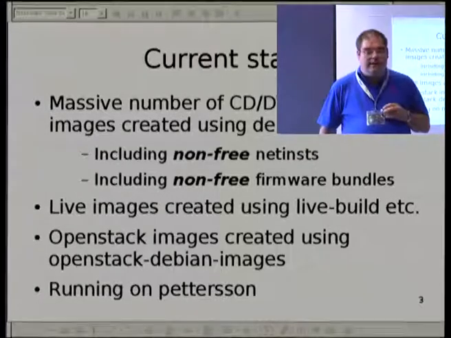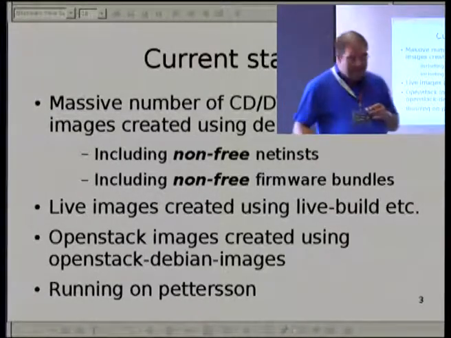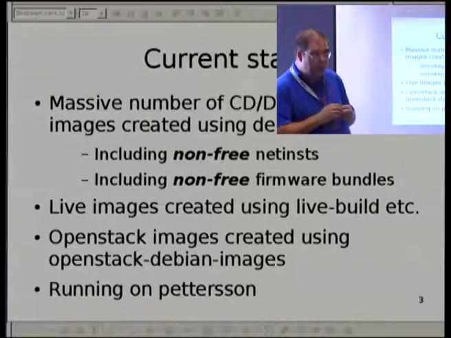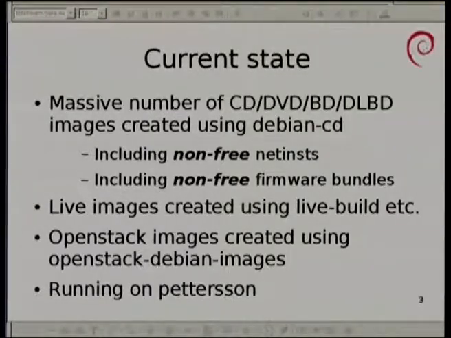So, current state. We have a massive number of CD, DVD, Blu-ray, and dual-layer Blu-ray images created using Debian CD. These are published on cdimage.debian.org. That includes, and we try not to talk about it too much, some non-free images. We have some non-free netinsts, and we also have some non-free bundles of firmware. So there are tarballs and zip files, and literally as of about an hour ago, also some CPIO images as well. CPIO? It's an archive format.